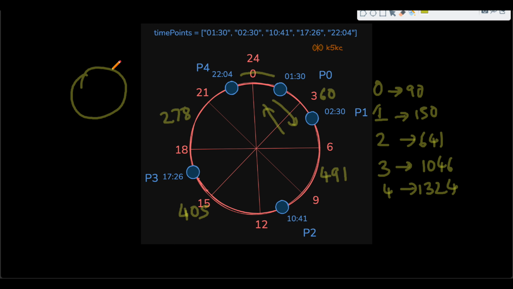Suppose we have only 2 points and one of the points is here and another point is here. Then just by looking at the diagram, what is the minimum difference here? And the answer will be this one.